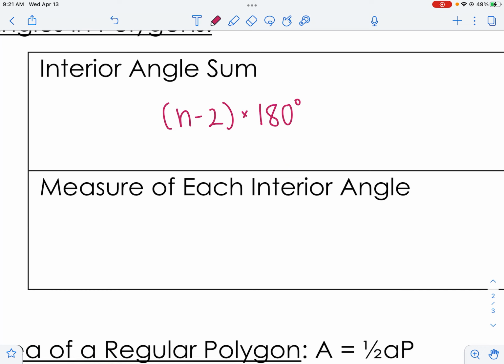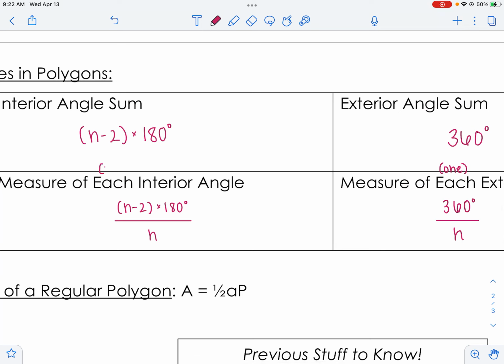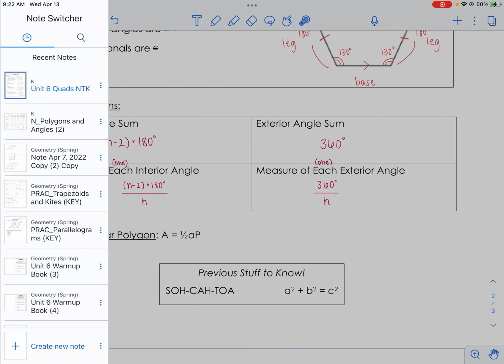And then just to find 1, so each interior angle, that would be n minus 2 times 180, and then divide it by the number of sides, which would be n. And the exterior sum is always going to be 360. That's the sum. So then just to find 1, or each, would be 360 divided by n. Some people get confused by that word each. Each is just saying, what is one of them? So if I asked you not for the total of all the angles in the polygon, but just one, that's just like saying each. And so that's why we divide it by the number of sides. We're just dividing it out.